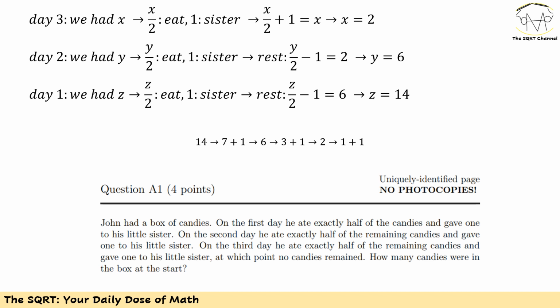Now let's see if it is correct. So we have 14. He's going to eat half of it, which is basically 7, and then give 1 to the sister. So at the end, John has 14 minus 7 minus 1, or 6. Now John is going to eat another half of it. So basically, he's going to eat 3 and then give 1 to the sister. So at the end, we will have 6 minus 3 minus 1, or 2. Now at day 3, John is going to eat half of it, which is basically 1, and then give another 1 to the sister, so he's not going to have anything else. And we see that everything is correct now.